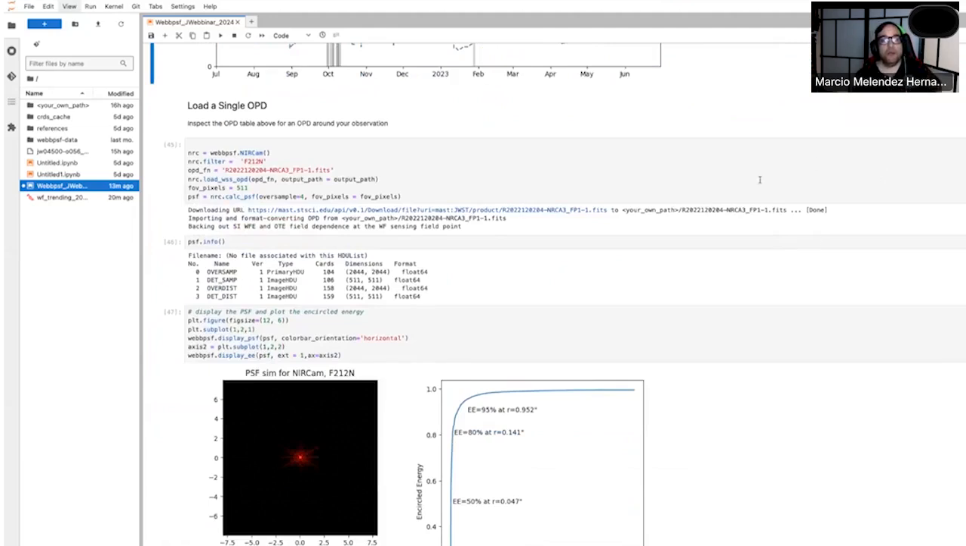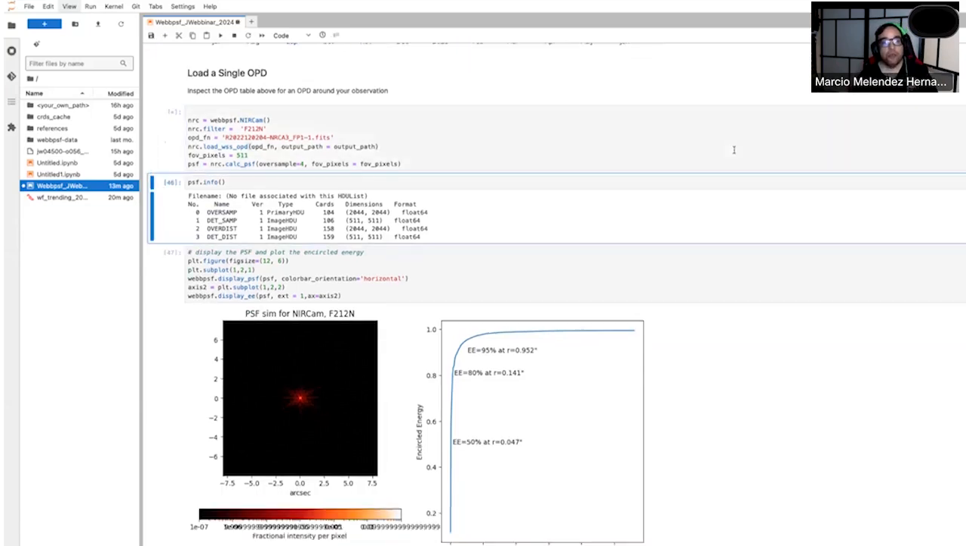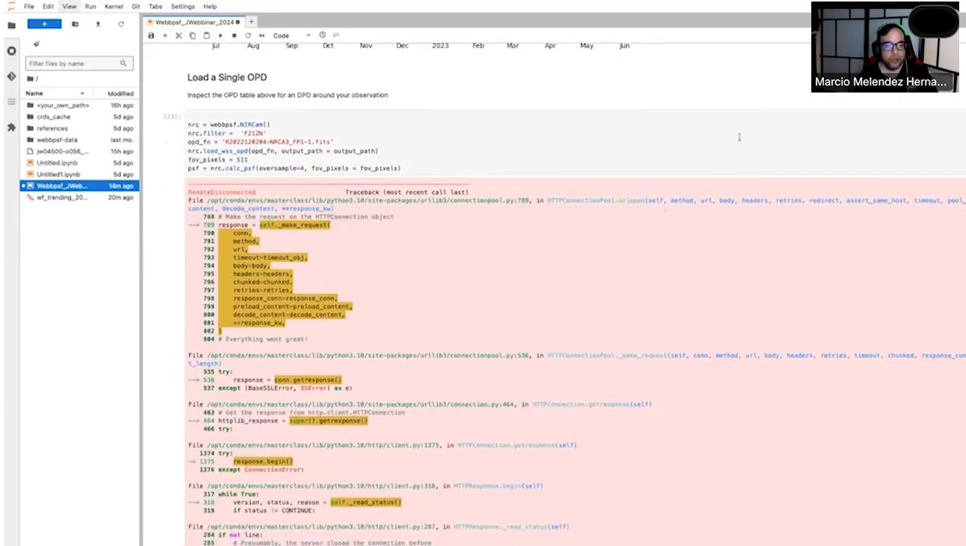I didn't mention this before, but we don't necessarily need to run every single cell in this notebook. This is just so you have the information on how to do this later. So I just want to mention that you can, for instance, load your OPD manually here.